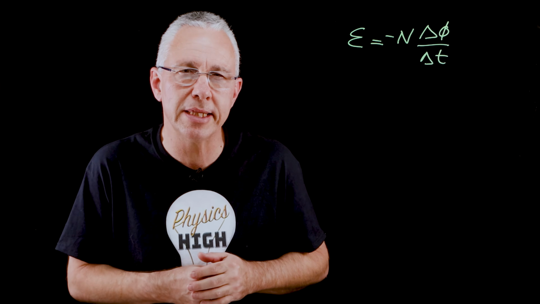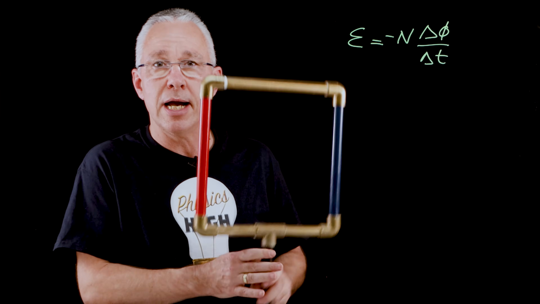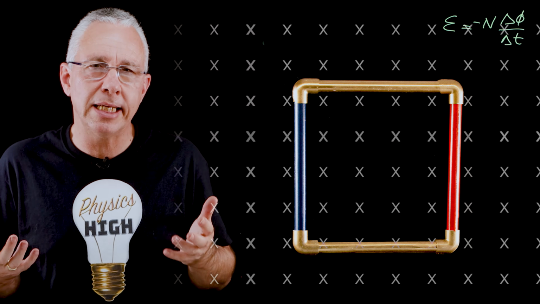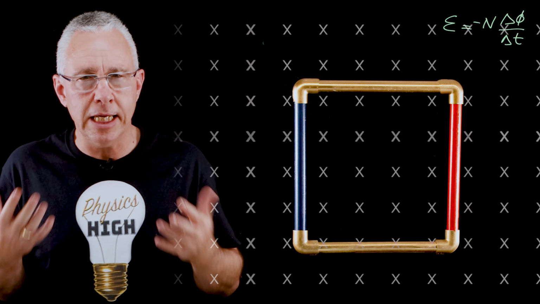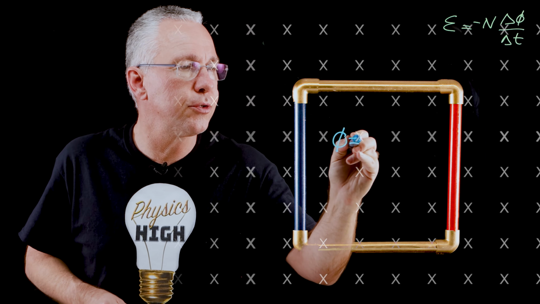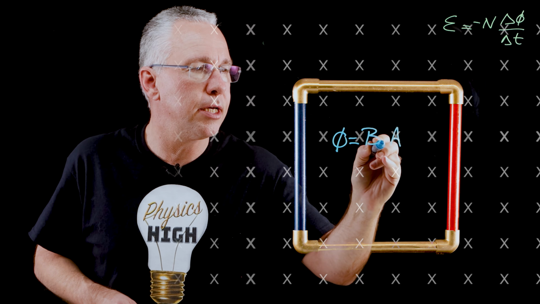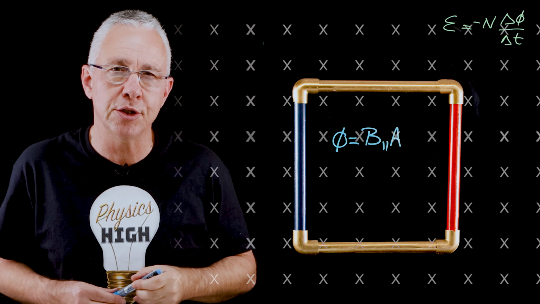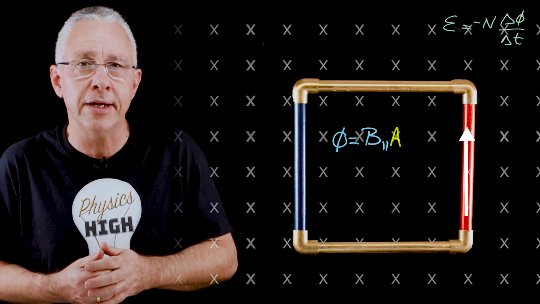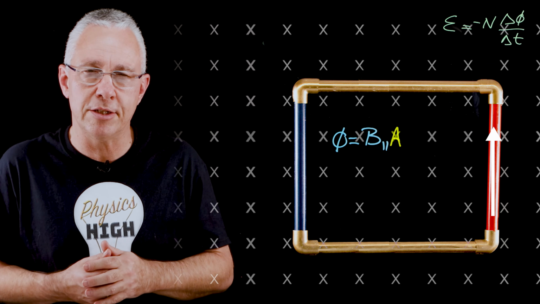So let's examine what this means by using a model to represent our current-bearing wire loop like this. So if I place my loop within a magnetic field, which in this case is going into the screen, because flux is equal to the magnetic field strength multiplied by the area, assuming the two are parallel to each other, first I can change the area. So if I increase the area, then I generate an EMF and I induce a current, as demonstrated by the arrows.